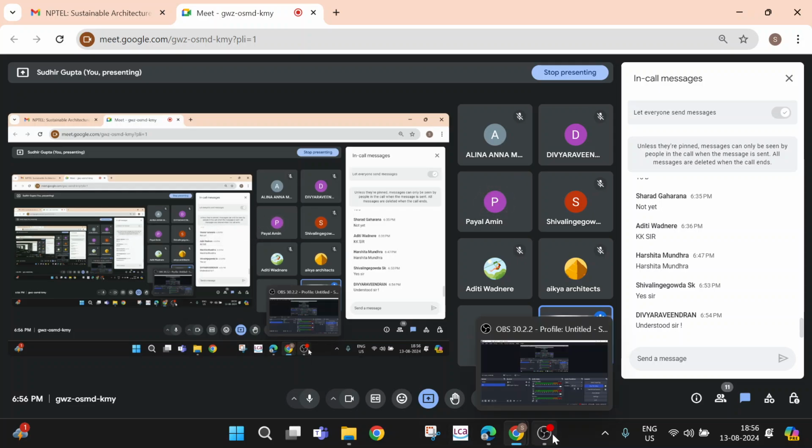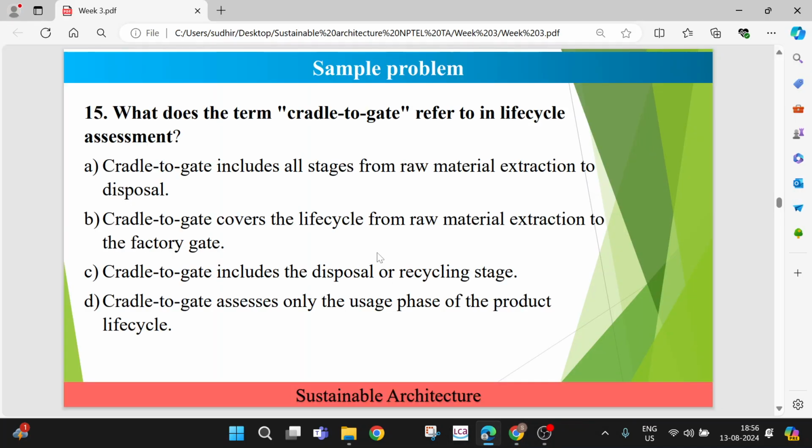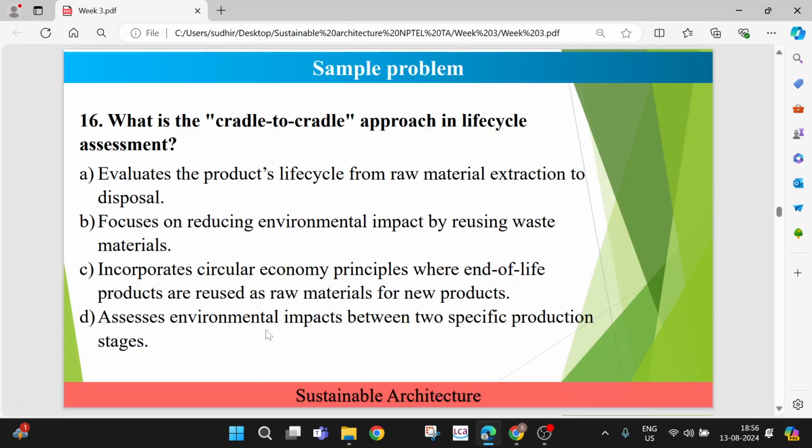Based on that you can concise your life cycle analysis part. Okay, then we can move to the questions again, and now you try to answer this question. I think question 15 has been done. Okay, then try to give an answer to question number 16, the cradle to cradle approach. Option C. Option C, sir.